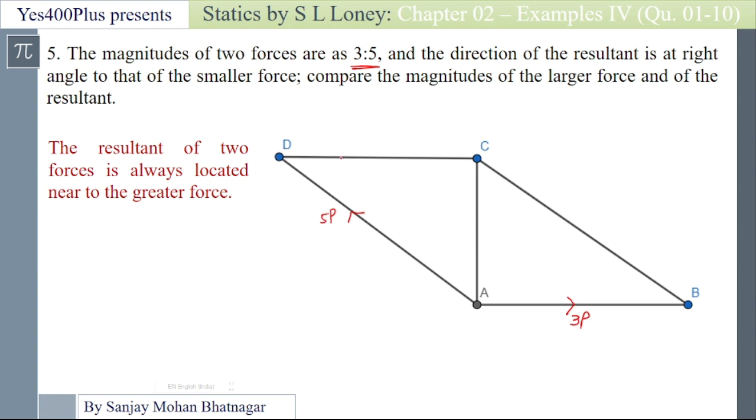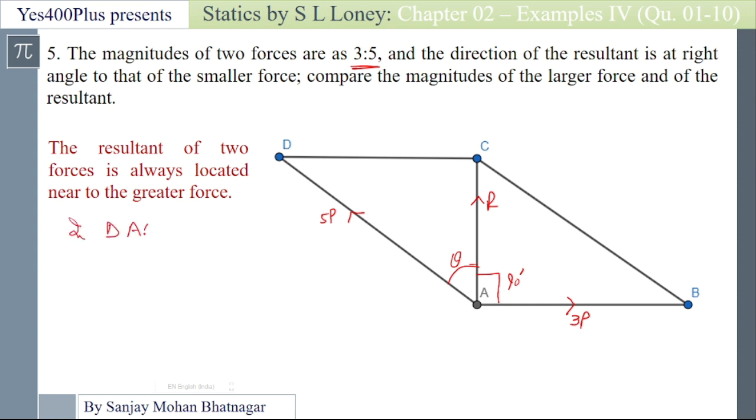3:5. नंबर 2 चीज़ ये है कि रिजल्टेंट ऑफ टू फोर्सेस इज ऑलवेज लोकेटेड नियर द ग्रेटर फोर्स। तो ये ग्रेटर फोर्स है क्योंकि ये नियरर है, ये जो रिजल्टेंट है R, it is nearer to 5P because this is 90 degree and this angle is definitely less than 90 degree. Okay, let us say this angle is theta. Simple.